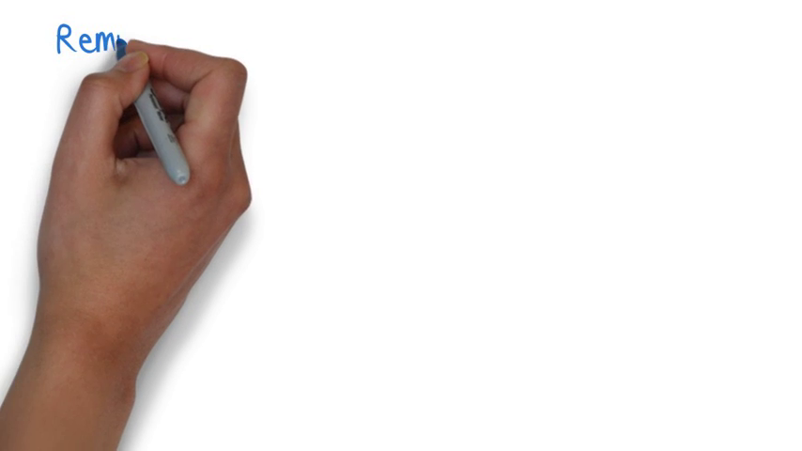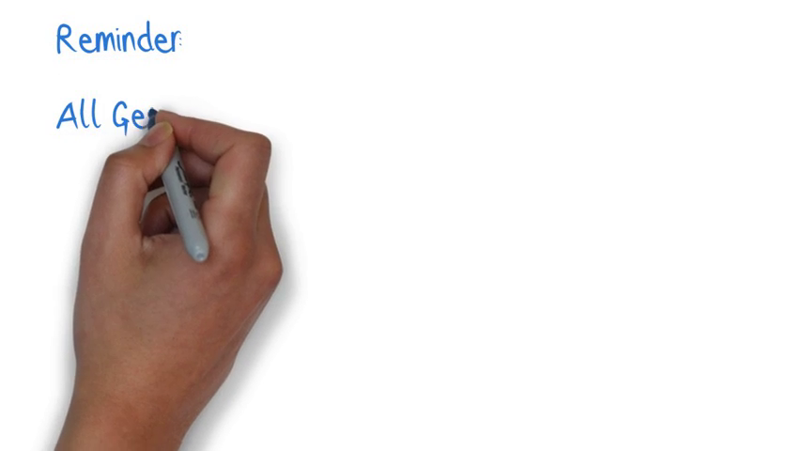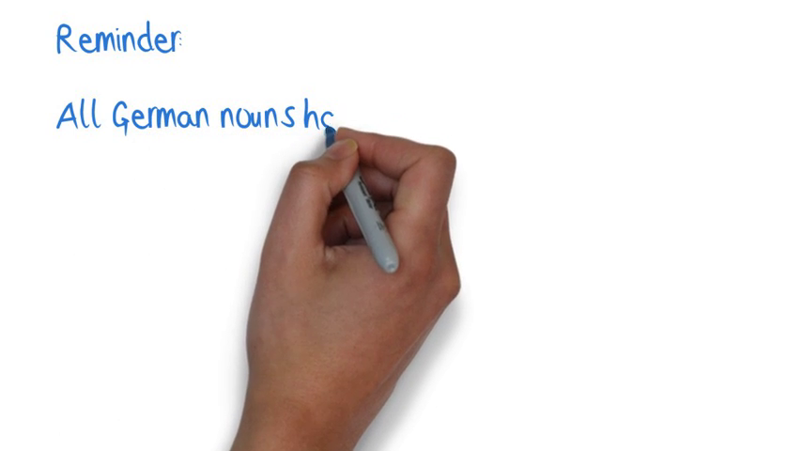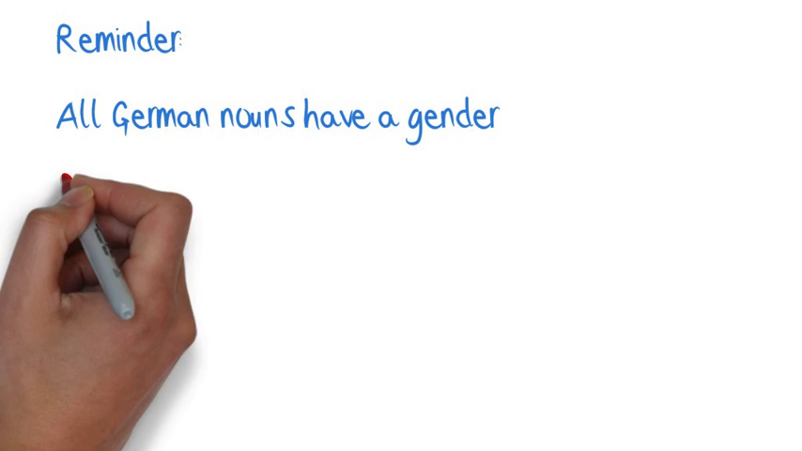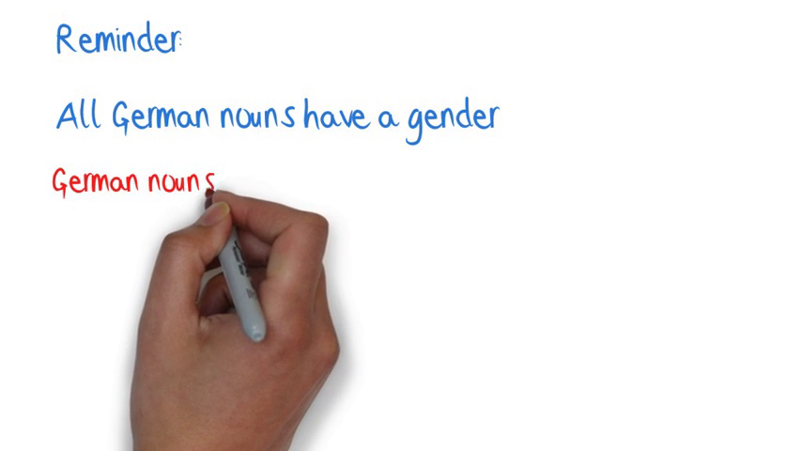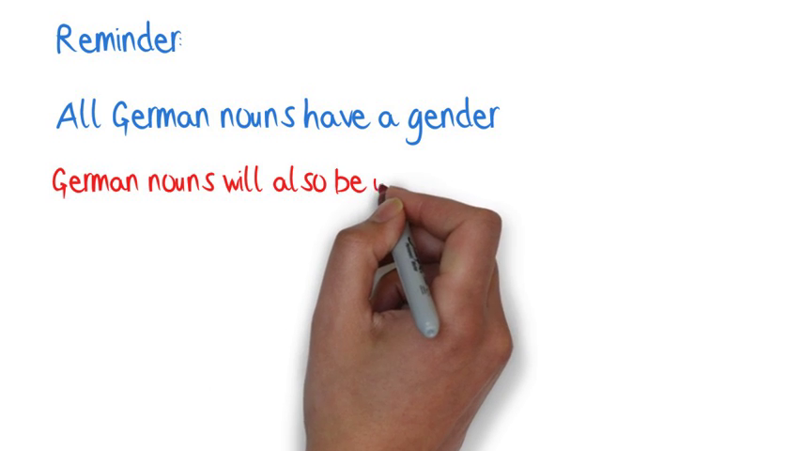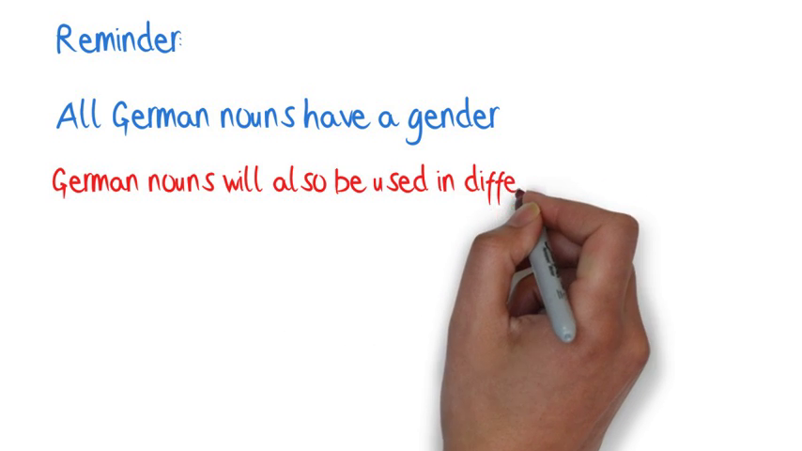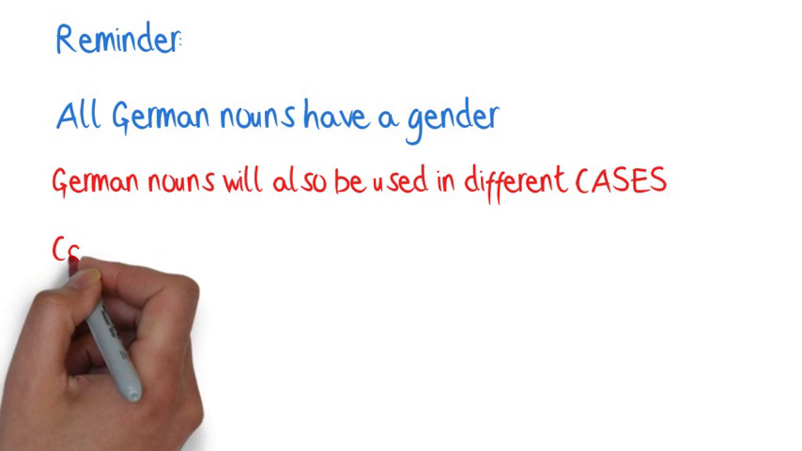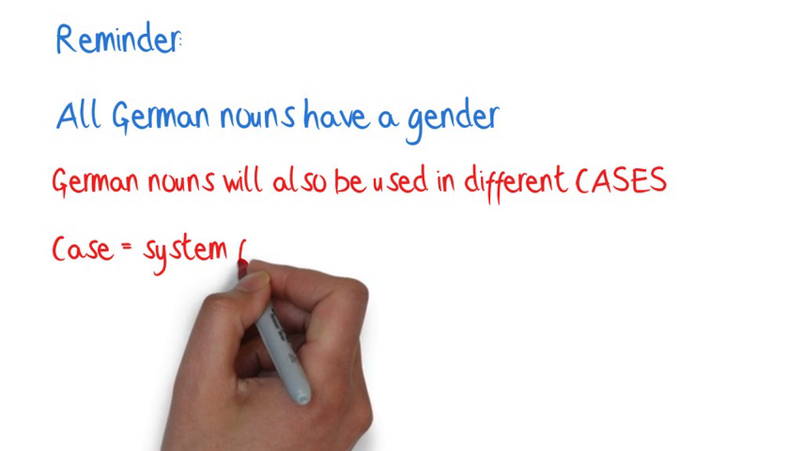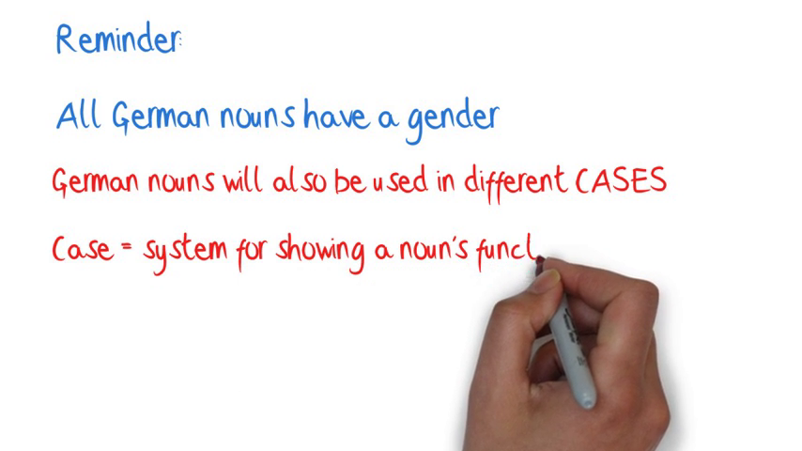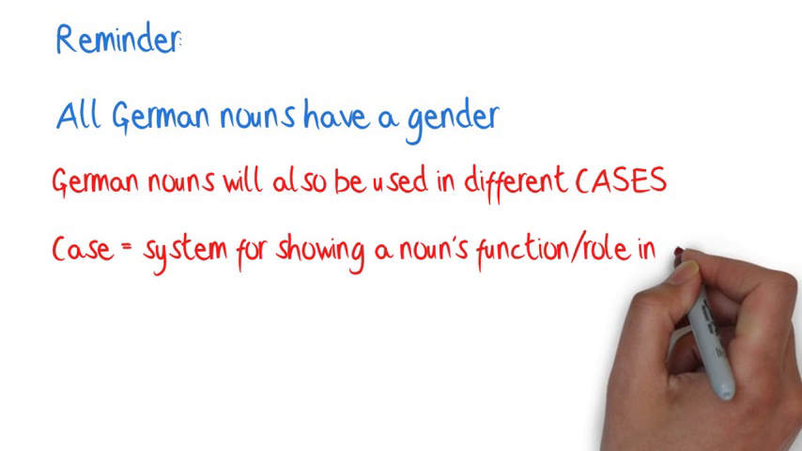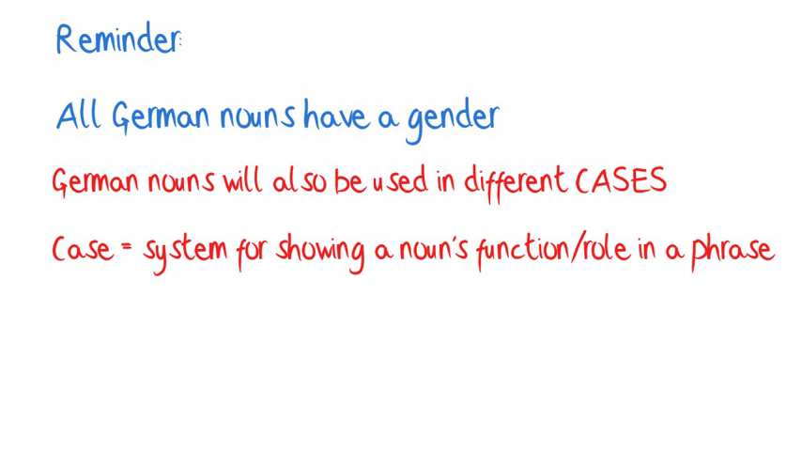Now, let's talk about how to actually use direct objects in German. It can get a little tricky because, as you know, all German nouns have a gender that you have to account for when you use them. German nouns are also used with different cases. A case is the grammatical term for the system that tells you what the noun's function is in a phrase, whether it's the subject or direct object, for instance. So when you use a German noun, you'll have to account for both its gender, which never changes, and its case, which can change from phrase to phrase depending on how you're actually using that noun.